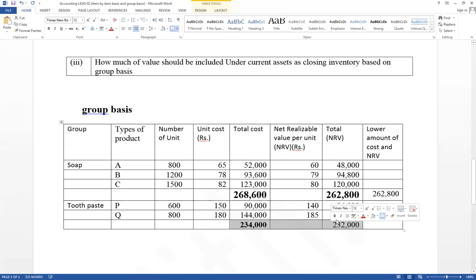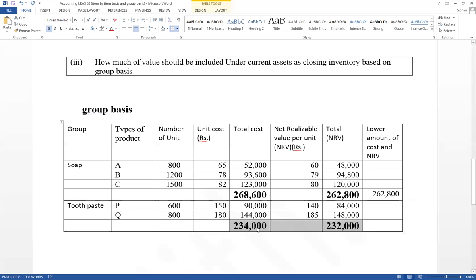Now think on a group basis. For soap, the total cost value equals 268,600 and the total NRV equals 262,800. Therefore, the lower amount equals 262,800. For toothpaste, the total cost value equals 234,000 and the total NRV equals 232,000. Therefore, the lower amount equals 232,000. So 232,000 should be considered as inventory for toothpaste.